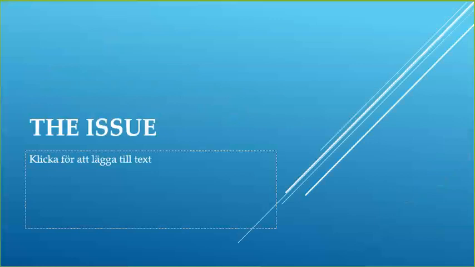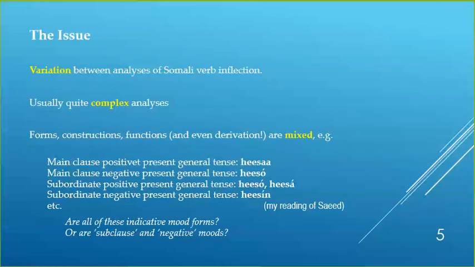So, my issue, my problem with the prevalent description is that there is some variation between different analyses or presentations of Somali verb inflection. Most presentations, analyses are quite complex, difficult to process and fully understand. And sometimes I also have a feeling that they maybe don't really cover all possibilities. And I think that the basic issue is that forms are not really treated separately. Forms, constructions, and their functions, and sometimes even derivational issues are mixed in many presentations.